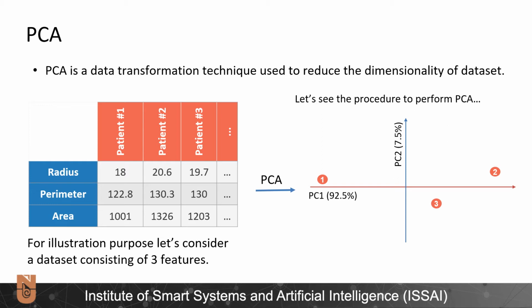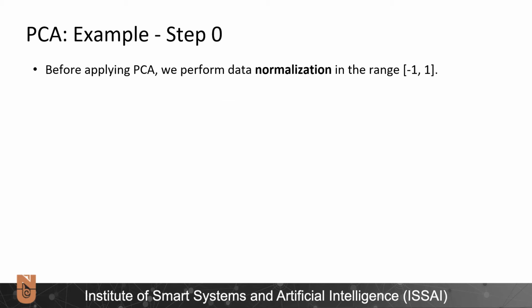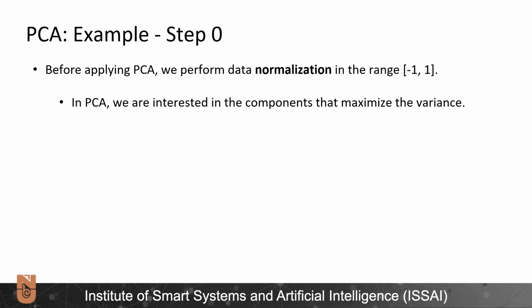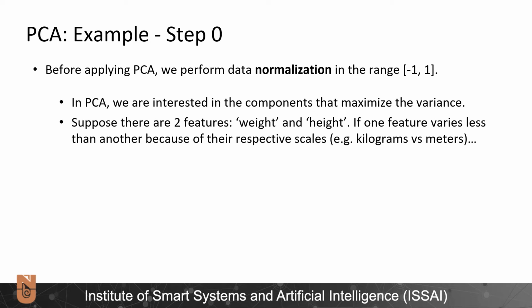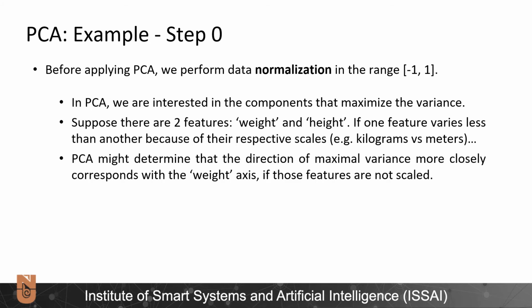Now, let's see the procedure to perform PCA. But before applying PCA, we perform data normalization. Why? Because in PCA, we're interested in the components that maximize the variance. So suppose there are two features, weight and height. If one feature varies less than the other because of their respective scales, kilogram versus meters, PCA might determine that the direction of maximal variance more closely corresponds with the weight axis, if those features are not scaled.